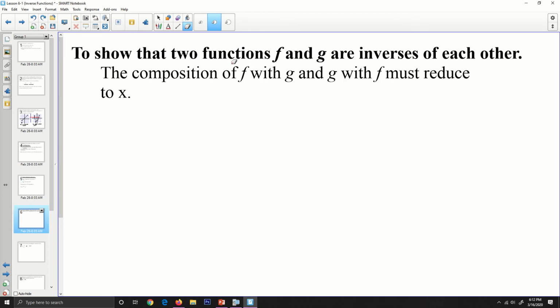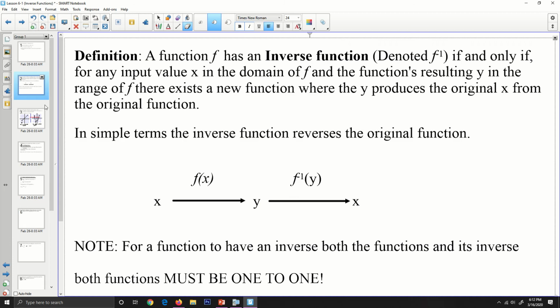All right, to show the two functions, f and g, are inverses of each other, you must compose f with g and g with f, and they must both reduce down to x. And that makes sense because when we compose functions, we're basically plugging a function into a function. And so if we want to see that two functions are inverses, when we plug the one function into the other, we get the original thing back out. And that's what we're looking for there.